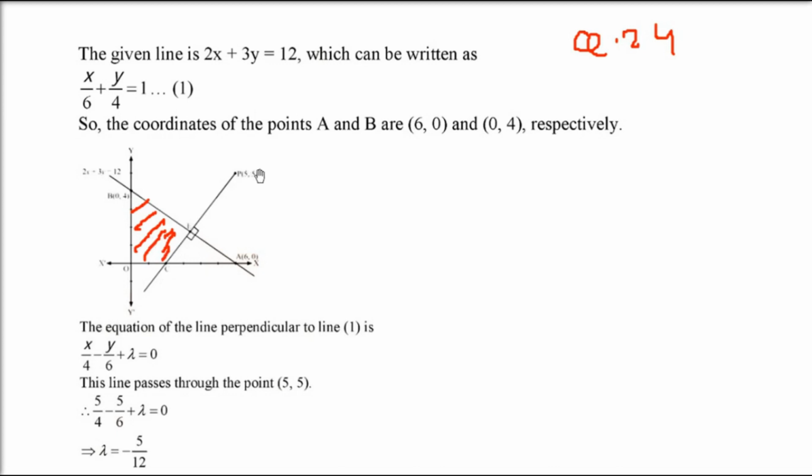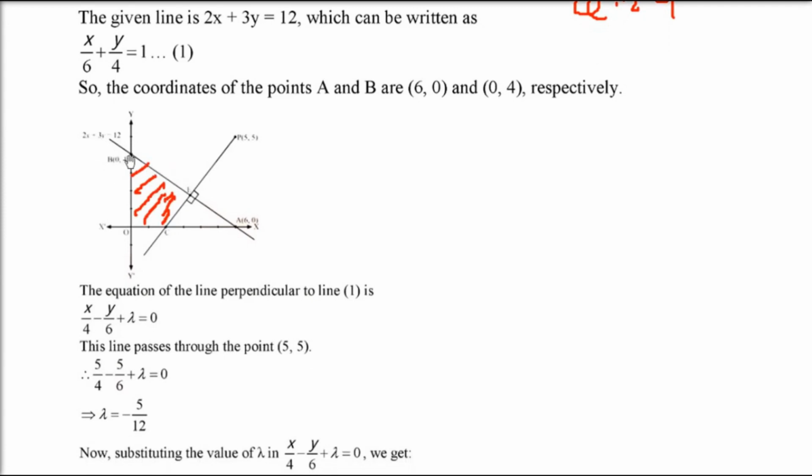So first, see, there is a line 2x plus 3y equals 12. If you put x equals 0, you get y as 4. If you put y equals 0, x will be 12 by 2, that is 6. So the line intersects the x-axis at 6, 0 and the y-axis at 0, 4. These two points are known now.